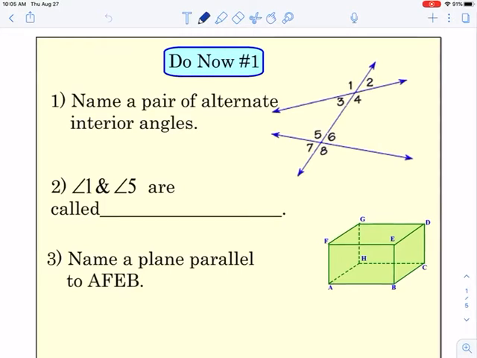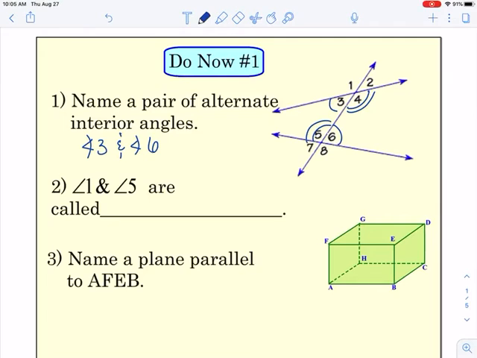So in this particular picture, you have angle 3, that's on the top, and the opposite side of the transversal on the bottom would be angle 6. So angle 3 and angle 6 are alternate interior angles. It only said name a pair, but just so you know, the other pair here would be angle 4 and angle 5.